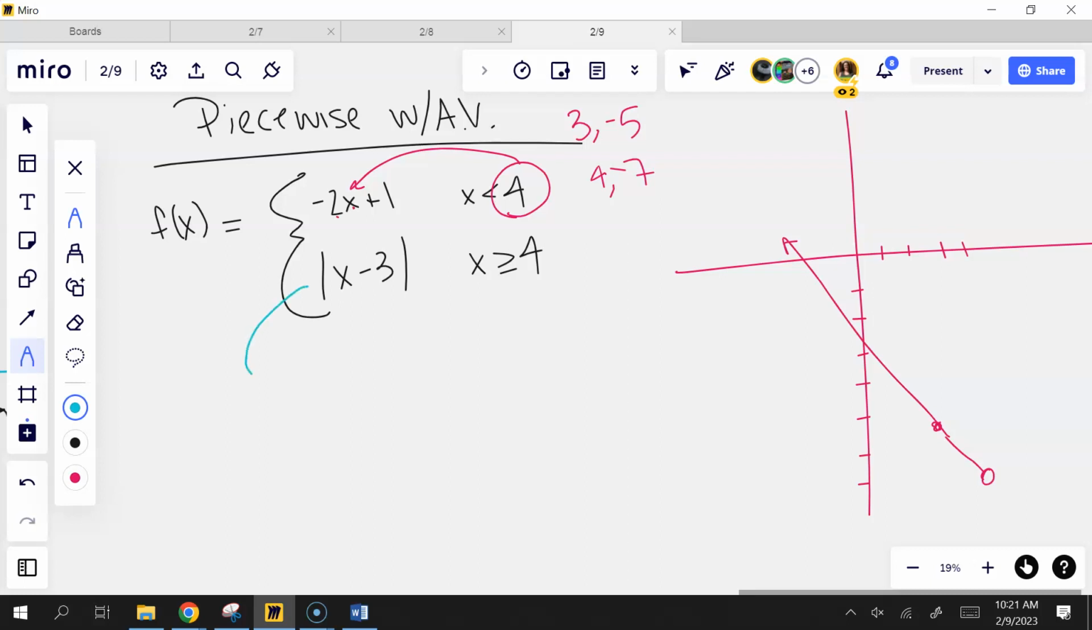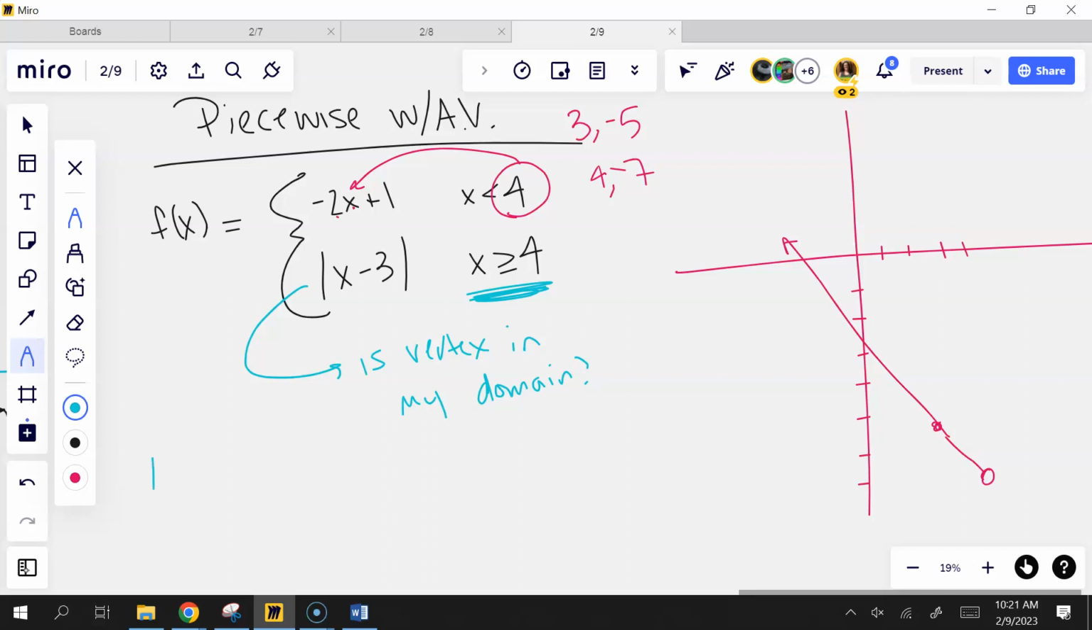So here's what I have to determine, and here's where it gets a little tricky. The first thing I need to do is say, is the vertex in my domain? And by domain, I'm talking about this inequality. Does the vertex fall in that range of numbers? Is the domain, the x part of the vertex, bigger than 4, is what I'm asking.